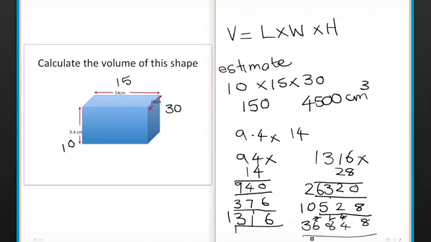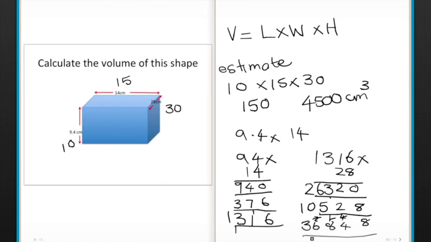we estimated that our answer would be 4,500. We used numbers quite a bit bigger than the ones we've got. So it was just a roundabout estimate. I've got 36,848. So that can't be right. What's gone wrong? Well, let's think.